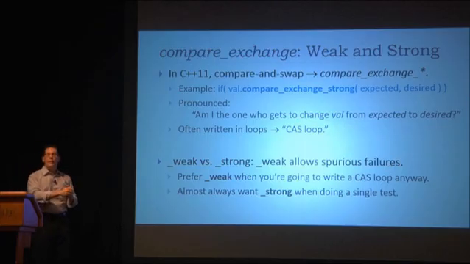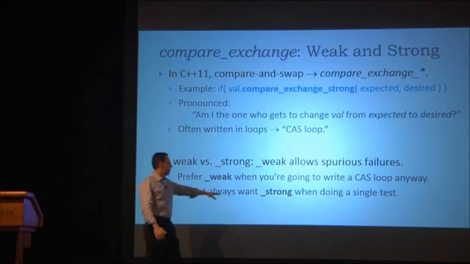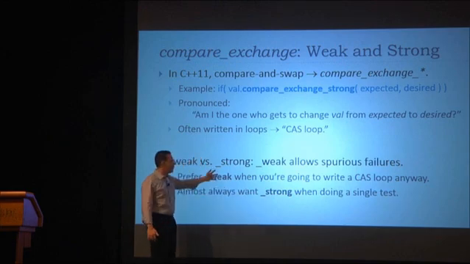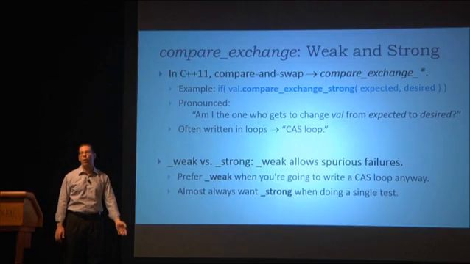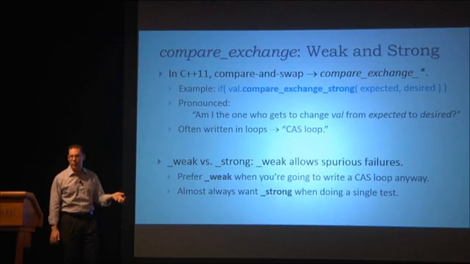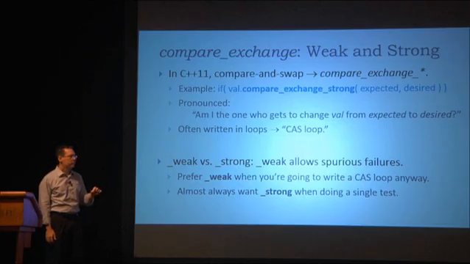But if you're going to be doing it as a single test, you really just want to look once and you want to know, not have a spurious failure, then use the strong version. The reason the weak version is there is that there can be extra efficiency sometimes in doing that if you allow the possibility of spurious failure. And you don't care about that if you're testing it in a loop anyway.